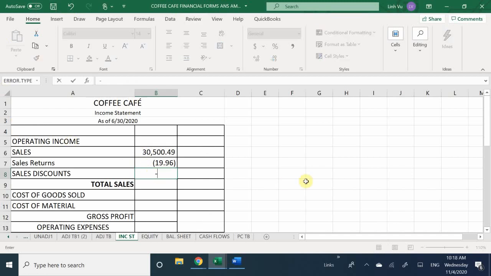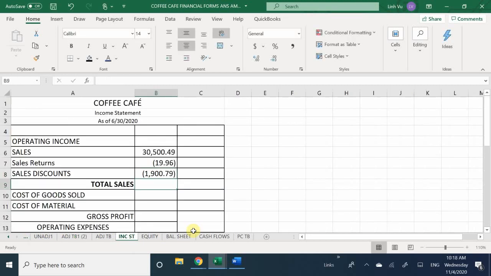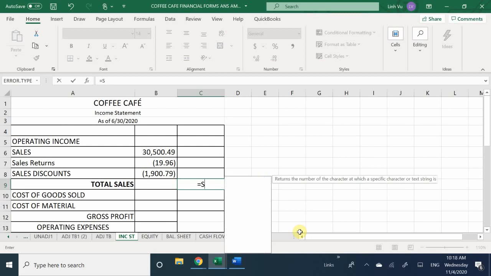All right. And then lastly, another thing that reduces sales is your sales discount. So here, my total sales discount was $1,979. I grabbed that answer. There it is. It's in negative. And now I'm going to calculate my total sales. So my total sales, I can either use equal sum or I can just add them all up. In this case, I only have three things. I only have sales returns and sales discounts, and those are the only things that affect sales.